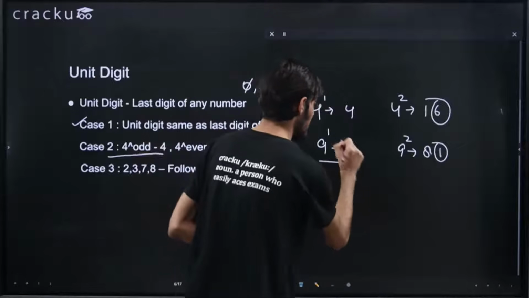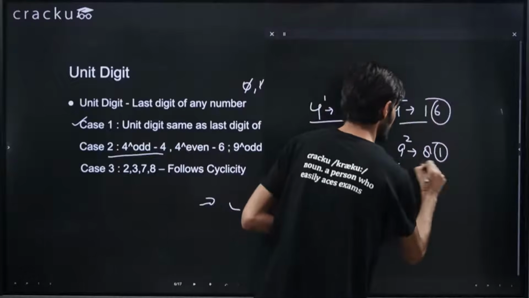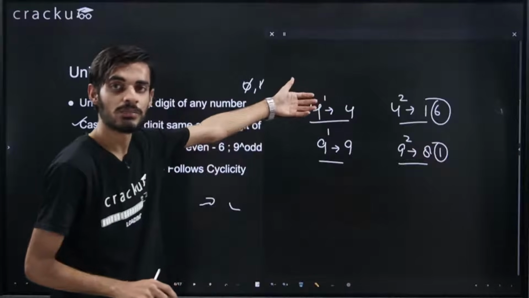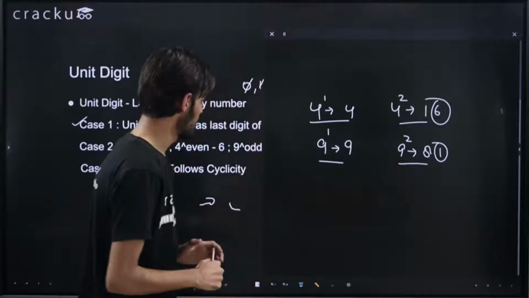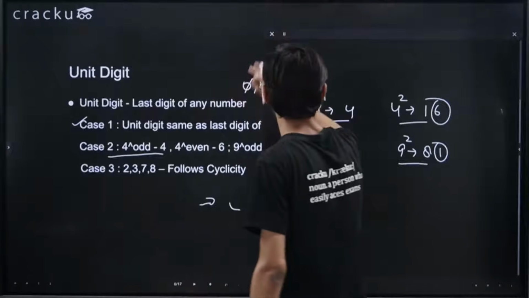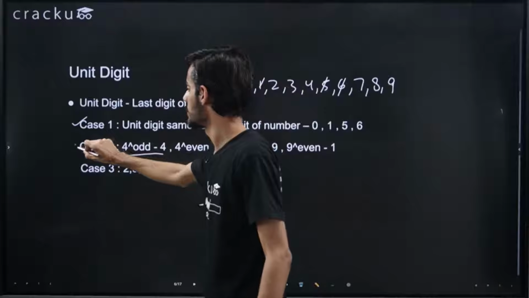So instead of remembering, if you feel that you're not able to recall all those things, you can check it with the very basic value. If it is an odd power, you can check it with power 1. If it is an even power, you can check it with power 2, so that you are not forgetting these things. Okay, so this was case 2 about unit digits.